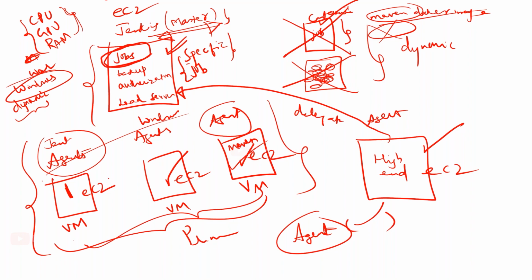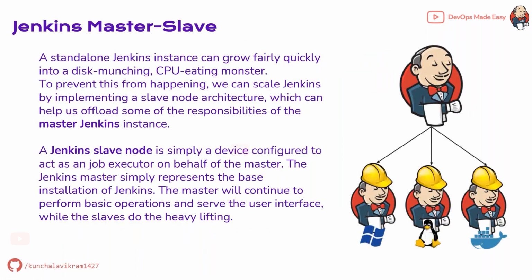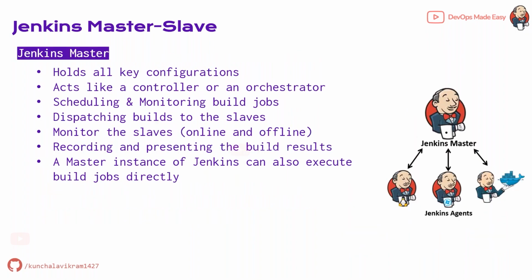These are permanent VMs. Containers and pods are dynamic. That means they get created dynamically, because you're not creating them beforehand. They get created, they run that job, and they get deleted automatically. That is the so-called Jenkins master slave configuration. So we can have Windows based agents, Linux based agents, and Docker container based agents.